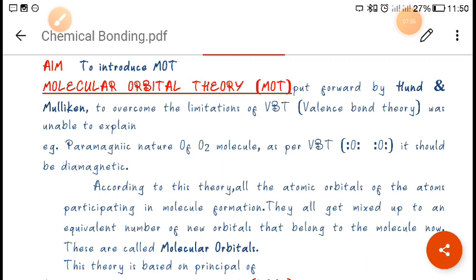Okay. Now, the most striking feature of this theory is the concept of molecular orbitals, which hold the nuclei of the combining atoms together. Now, first of all, we will see the difference between atomic orbital and molecular orbital. After that, we will go further into the formation of molecular orbitals.